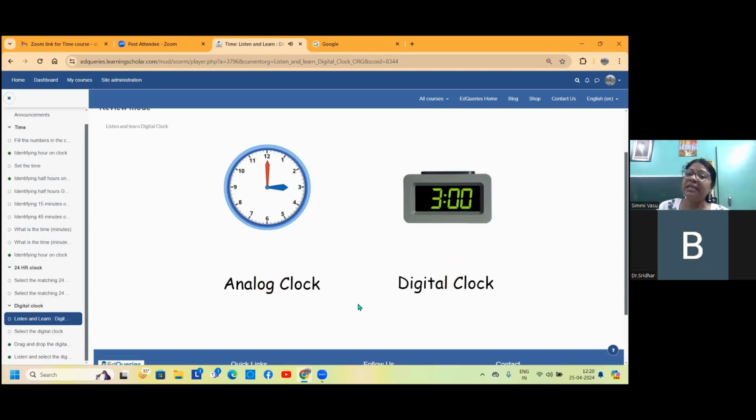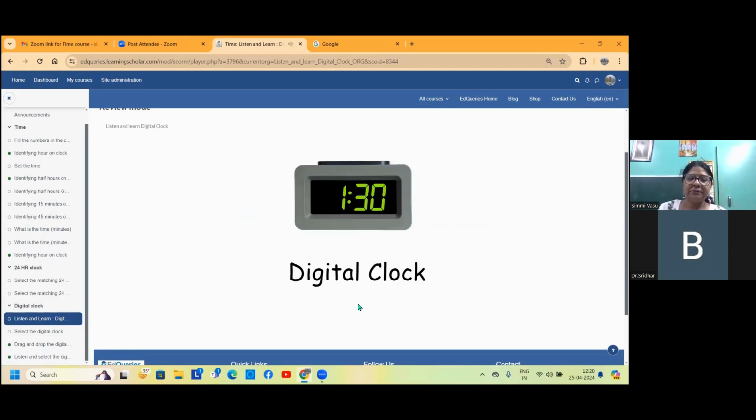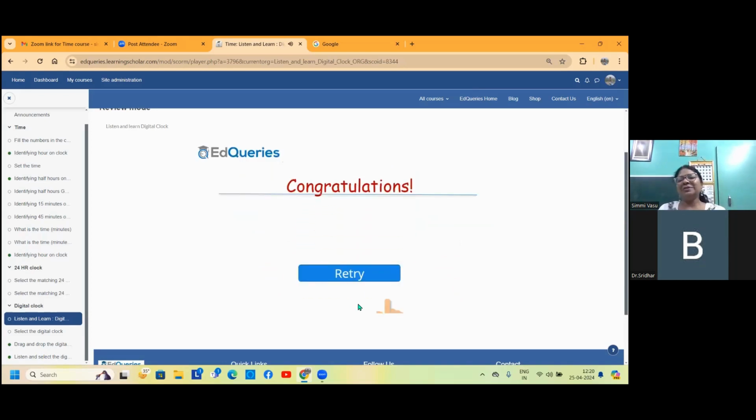This is a listen and learn activity offered, called a digital clock. In a digital clock, these are the hours and these are the minutes. In this picture, the digital clock is showing the time as 6 o'clock. Congratulations. So there was a brief introduction about the digital clock.